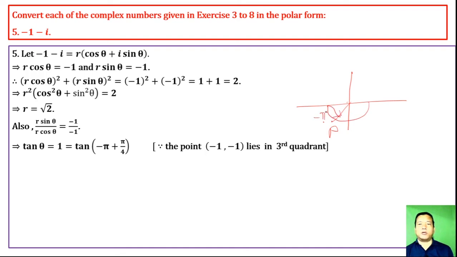Minus pi, taking pi by 4. That gives minus pi plus pi by 4, equating theta equal to minus 3 pi by 4. Therefore, minus 1 minus i equal to root 2 times cos of minus 3 pi by 4 plus i sin of minus 3 pi by 4, which is the required polar form.